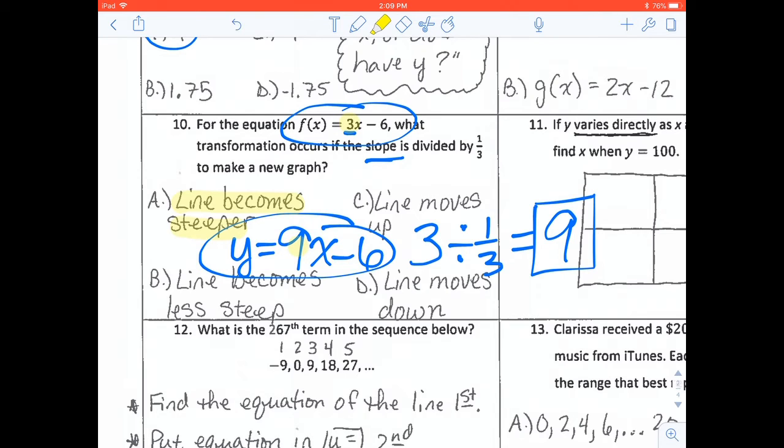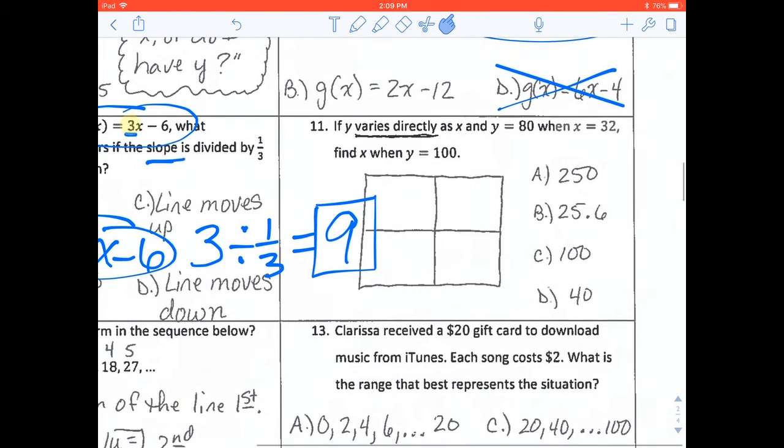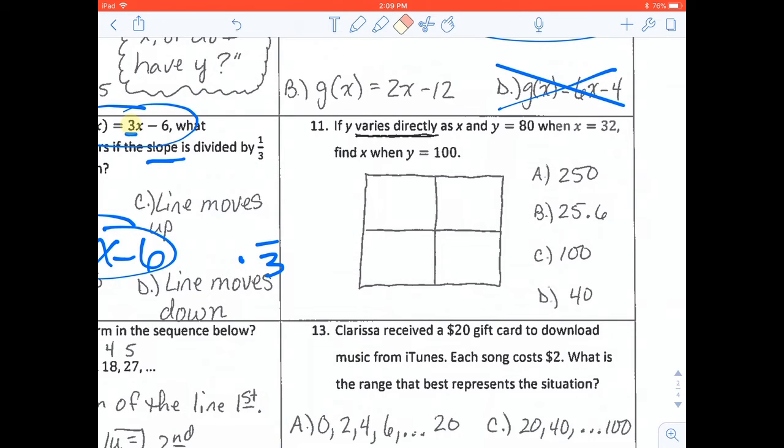11. Y varies directly as x. This is a proportion. We're going to label our proportion window. Let's fill in our parts. Y is 80. X is 32. Find out what x is, that's my question mark, when y is 100.